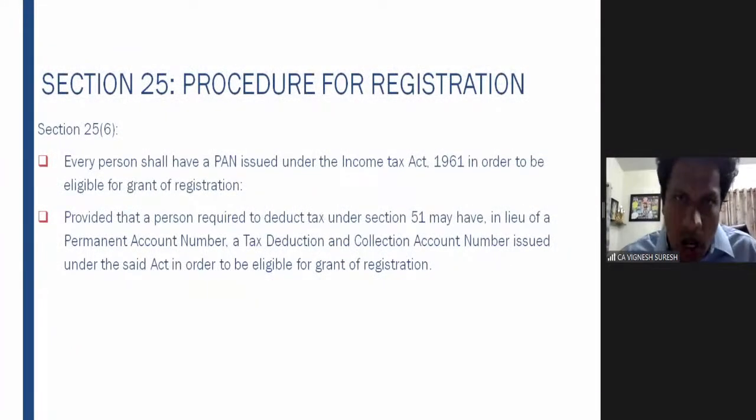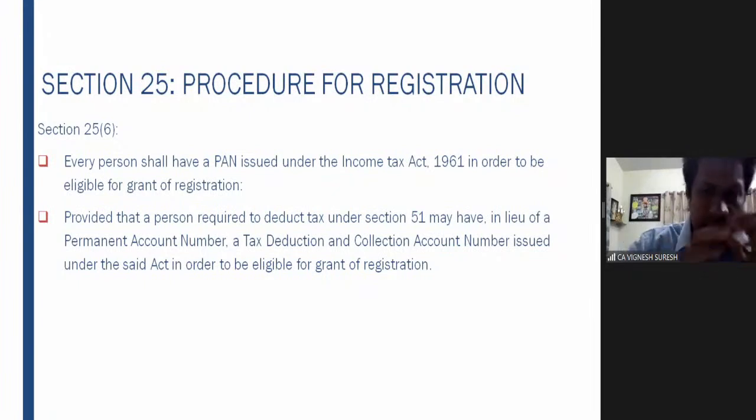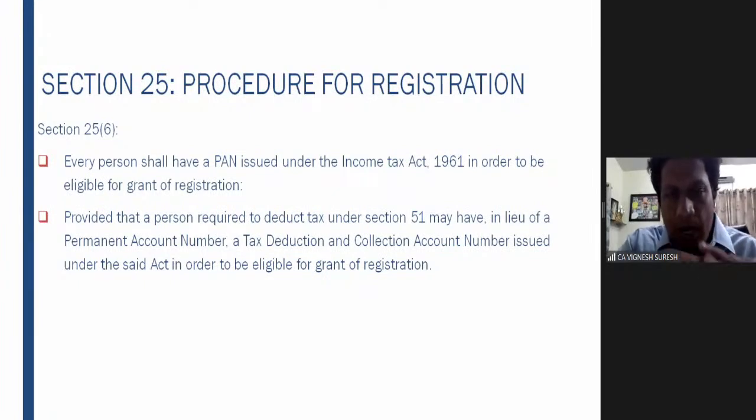Now, 25 subsection 6 speaks about the person having a PAN issued under the Income Tax Act. It's very clear. What does this say? It says that every person should have a PAN number issued under the Income Tax Act 1961 in order to be eligible for the grant of registration. So a PAN number is compulsorily required for the purpose of a GST registration.